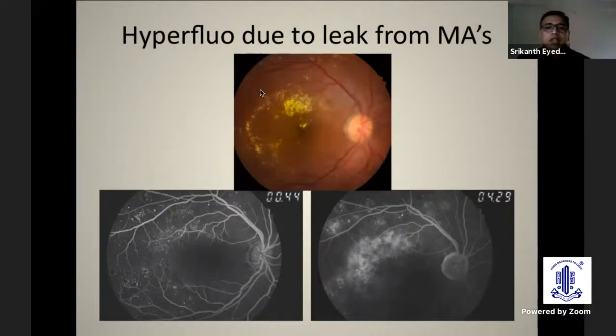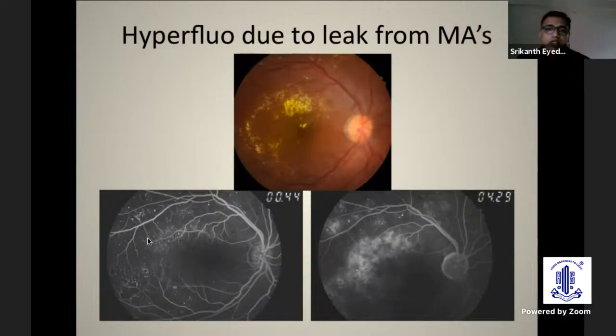For example, this is a large area of hard exudates, but on fluorescein angiogram, we can see that the cluster of microaneurysms and the maximum amount of leakage does not really correspond to the maximum area of hard exudates. So the leakage is somewhere else, but the extent of hard exudates is somewhere else. So probably this would guide us to doing our laser very well.